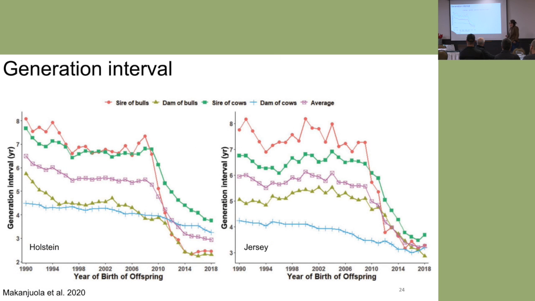So when we look at generation interval, remember that formula that I showed you with genetic gain? And I said there were different things that fed into genetic gain. Here we have generation interval on the y-axis and year of birth of offspring on the x-axis. And you can imagine what happened right about here.